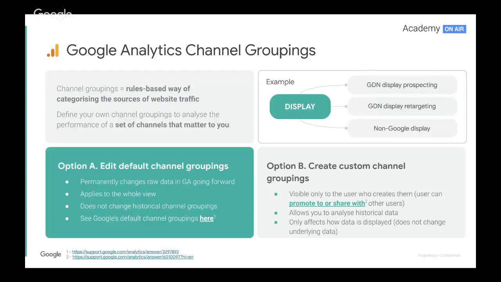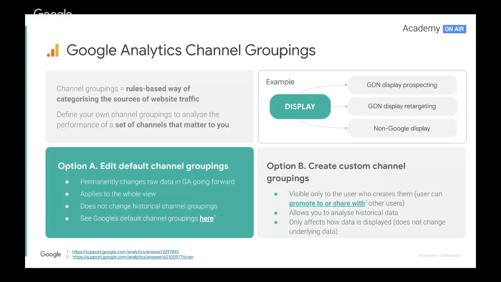So when you create custom channel groupings in option B, we'd also recommend starting with the existing channel groupings. So as you can see from the example, we started with display and then started to modify those rather than starting from scratch. So as I said, if you're choosing between option A or option B within channel groupings, there's no wrong way to go. You just want to make sure that you're choosing the one that's right for your business.